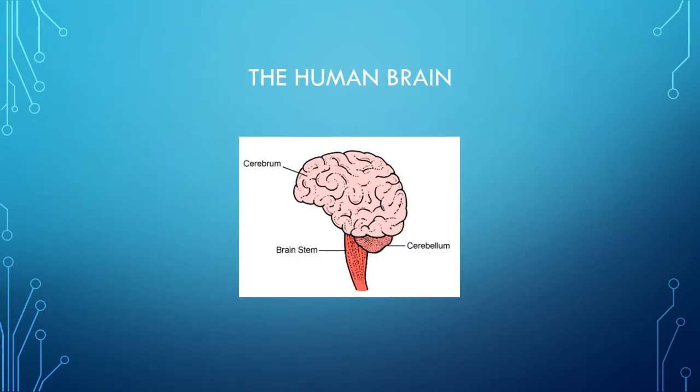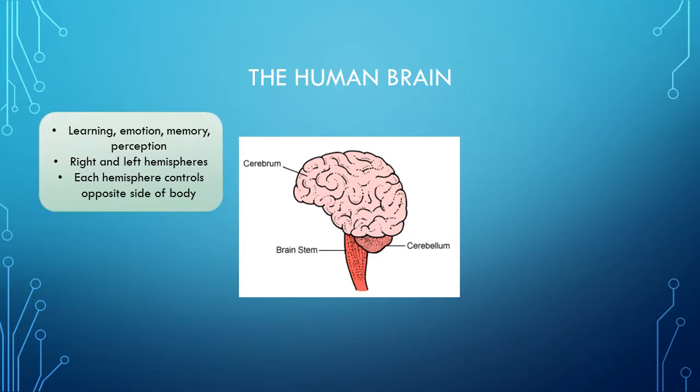The last thing I'm going to cover is the human brain. I would highly recommend going into more detail as you study, but for now I'm just going to cover the 3 most basic parts of the brain. First, we have the cerebrum, which controls learning, emotion, memory, and perception. This is the part of the brain that is divided into right and left hemispheres, so the expressions right-brained and left-brained are going to refer to the cerebrum. Each hemisphere controls the opposite side of the body.